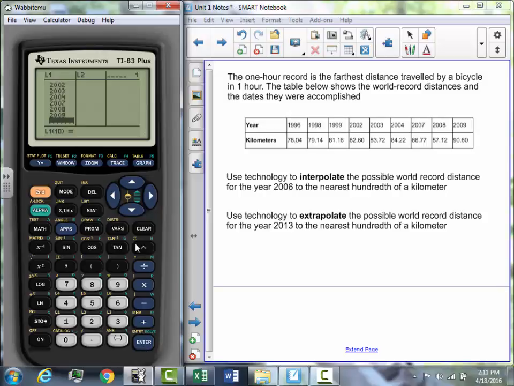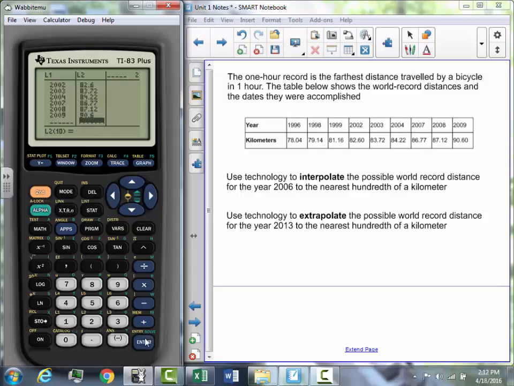2003, 2004, 2007, 2008, 2009. And then once you guys get done typing the first column, go over to the next column and start typing in how many kilometers it is. So 7804, I'll just let you guys do the same thing here. 79, 14, 81, 16, 82, 60, 83, 72, 84, 22, 86, 77, 87, 12, and 90, 60.